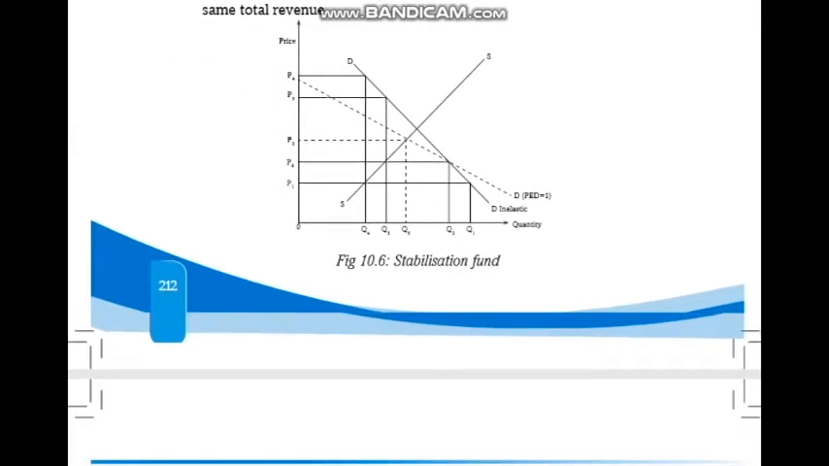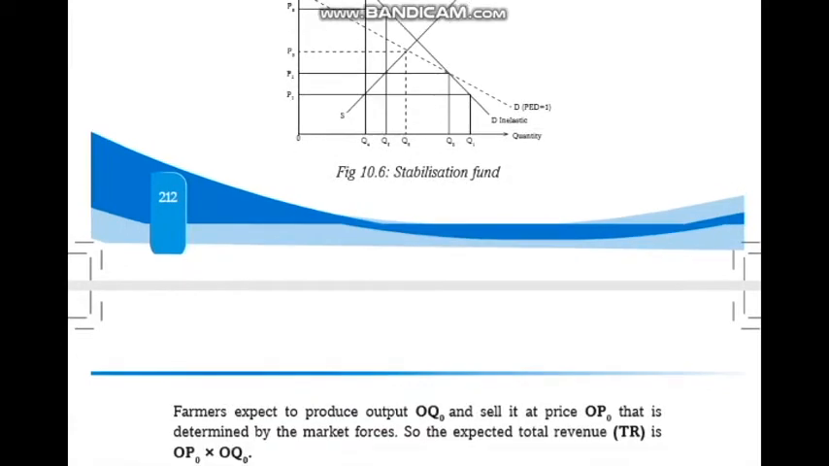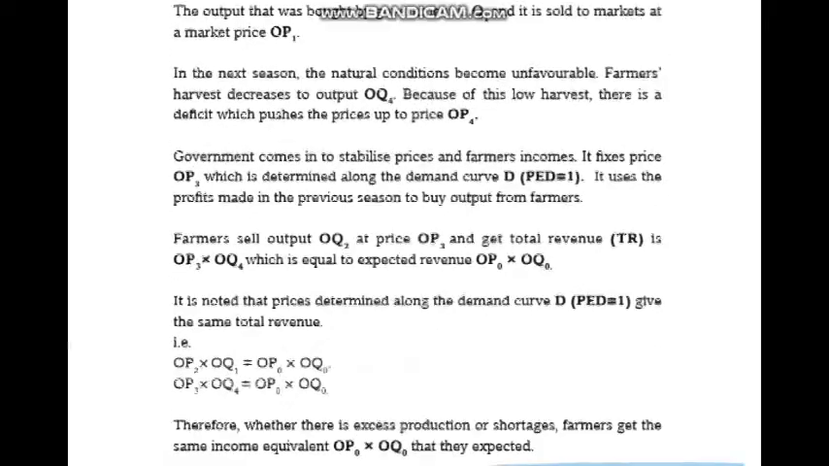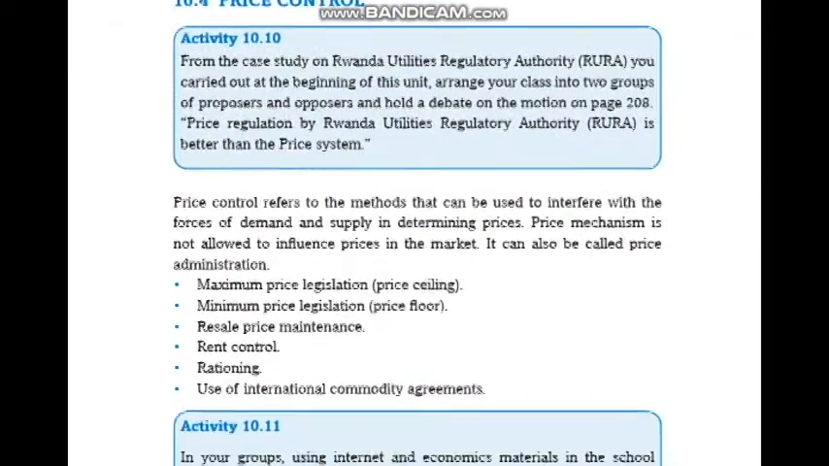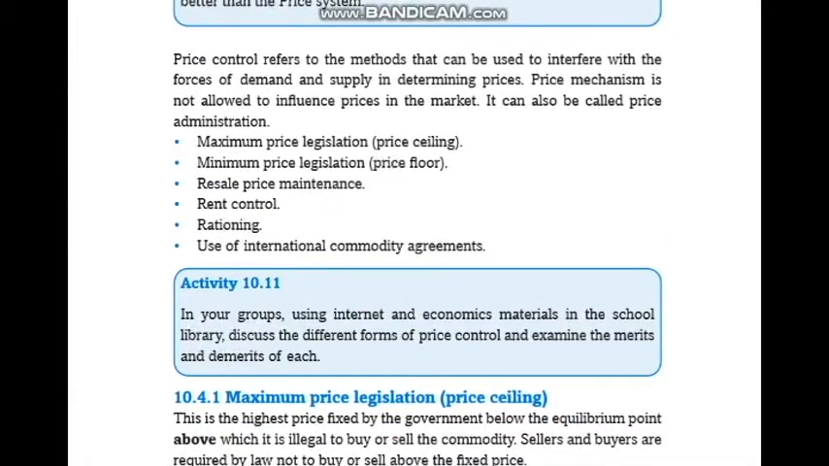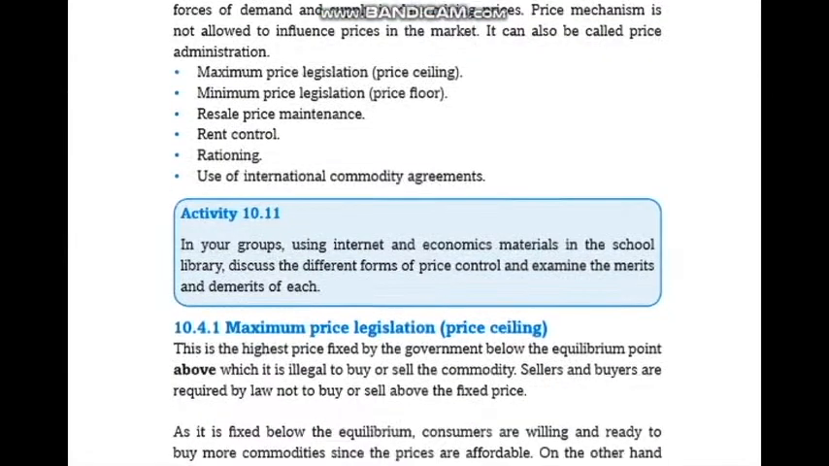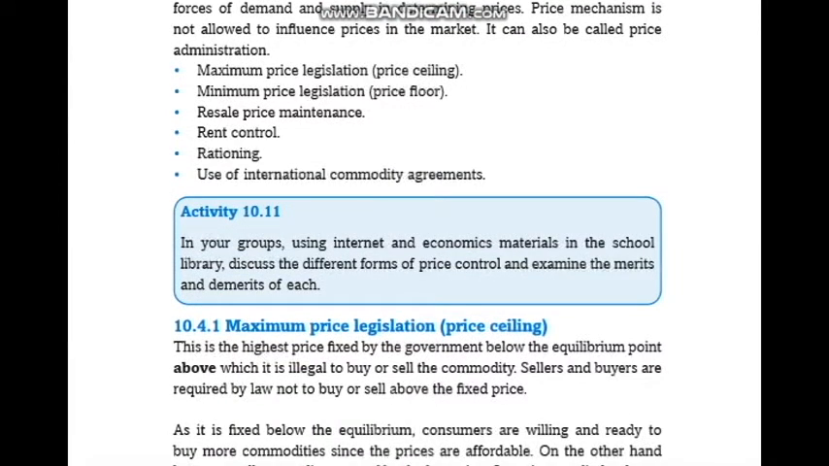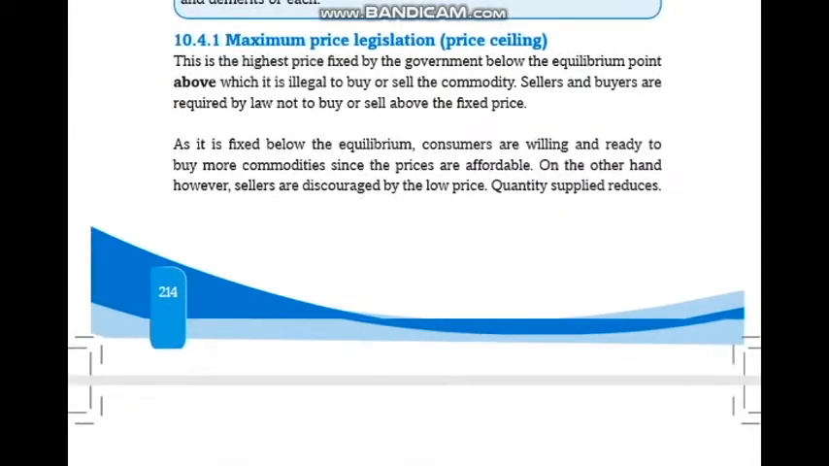Now, those are the illustration of the stabilization fund, and it is explained there under the contents under this graph. Price control. What is price control? Price control refers to the methods that can be used to interfere with the forces of demand and supply in determining prices. The price mechanism is not allowed to influence price in the market. It can also be called price administration. So, we have maximum price legislation or price ceiling, minimum price legislation or price floor, resale price maintenance, rent control, rationing, and use of international commodities.